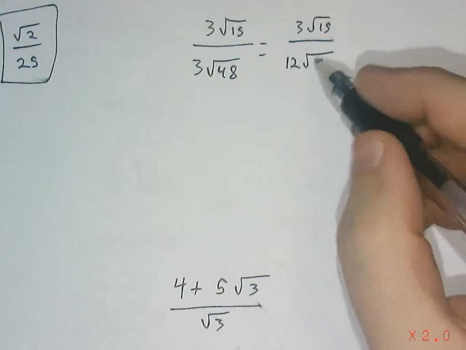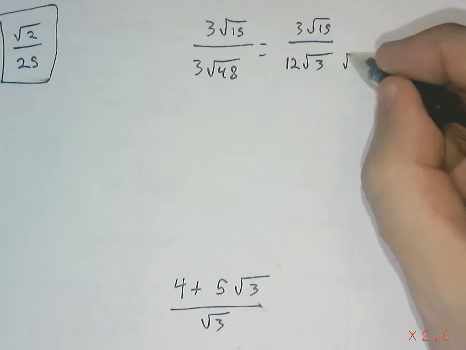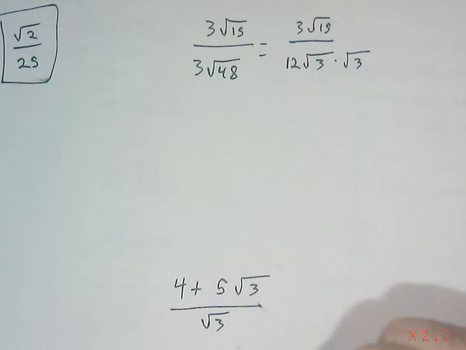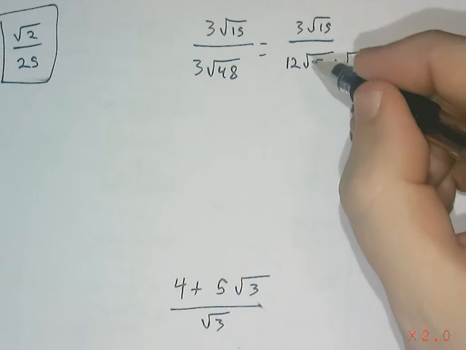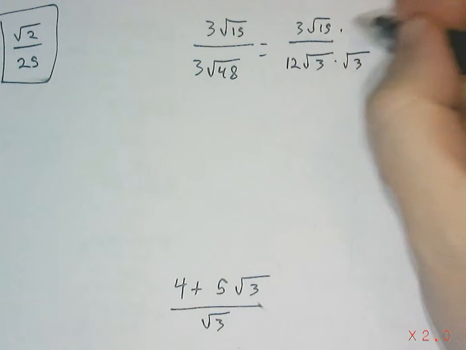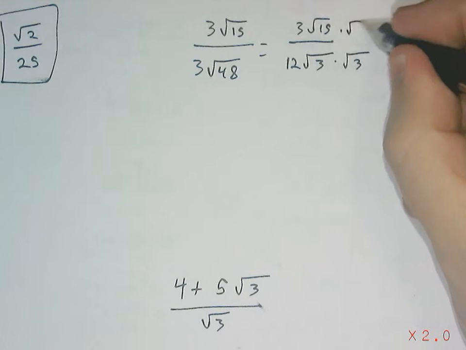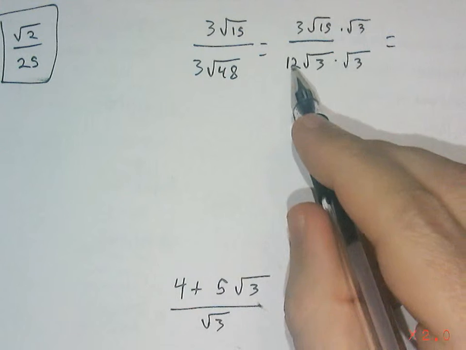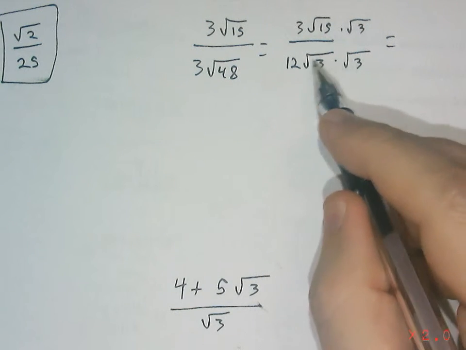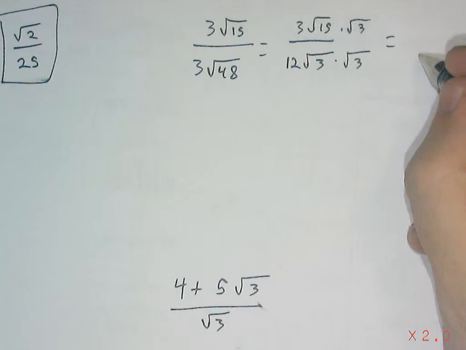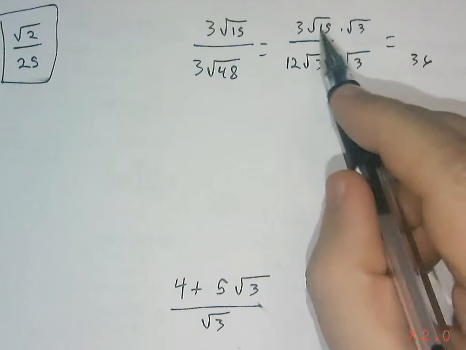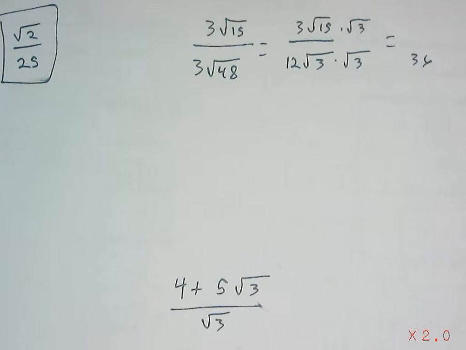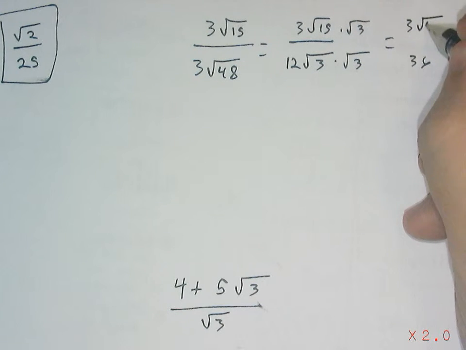So what I'm going to do is take the radical in the denominator, so square root of 3, and multiply it by itself. But because I multiplied the denominator by that, in order for this to remain an equal fraction, I have to multiply the top by the square root of 3. When I do that, these cancel out and become just 3 times 12, which is 36. And then 3 times 15 is 45. So I've got 3 times 45 now.